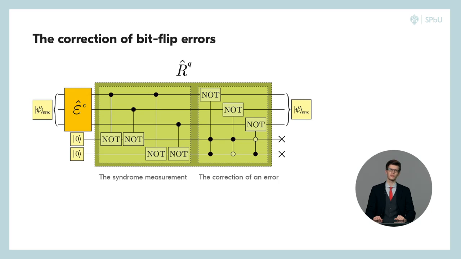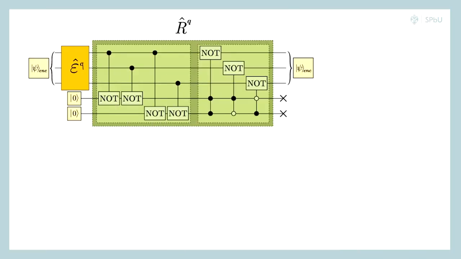The scheme for the bit flip error correction is presented on the slide. So, suppose the initial state of the encoded qubit is the following superposition: psi-enc equals alpha 000 plus beta 111.